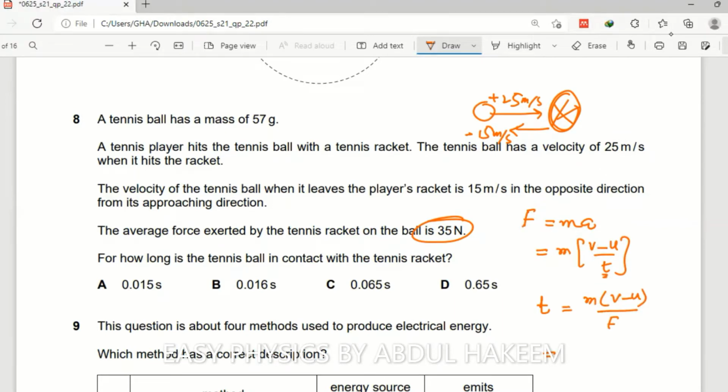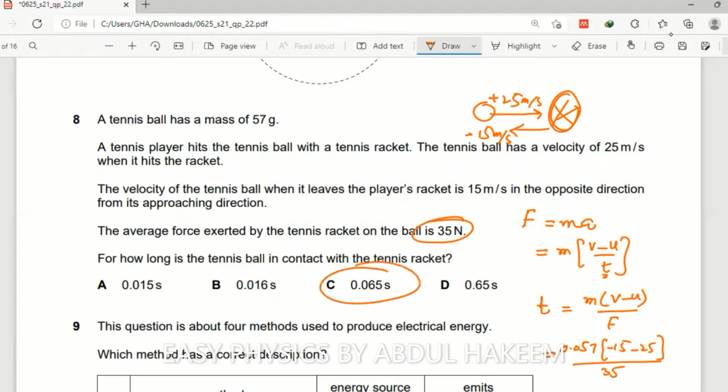So the mass in kg is 57 divided by 1000, 0.057. The final velocity is minus 15. The initial velocity is 25 and the force is 35. So after calculation, you will get the answer. The time will be 0.057 times (minus 15 minus 25), and adding these two, it becomes 40. So 0.057 times 40 divided by 35, and the answer is coming to this one, 0.065.